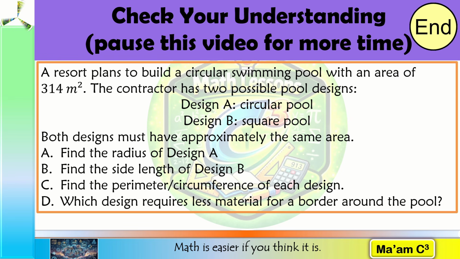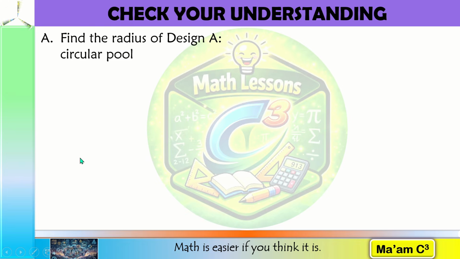Letter A, find the radius of design A. Letter B, find the side length of design B. Letter C, find the perimeter and circumference of each design. And letter D, which design requires less material for a border around the pool? We only have one given here, and that is 314 square meters. This is the area. Now let us solve letter A.